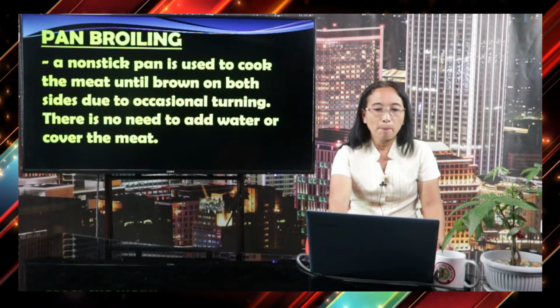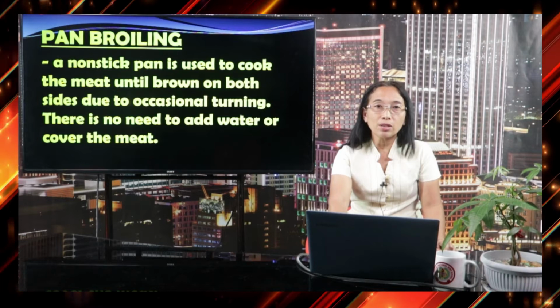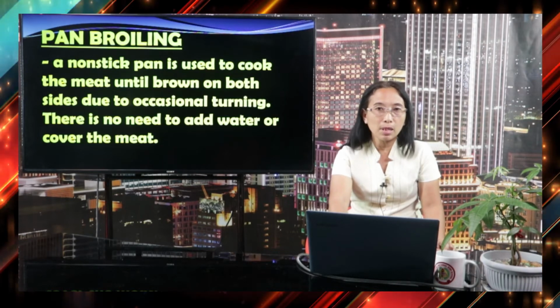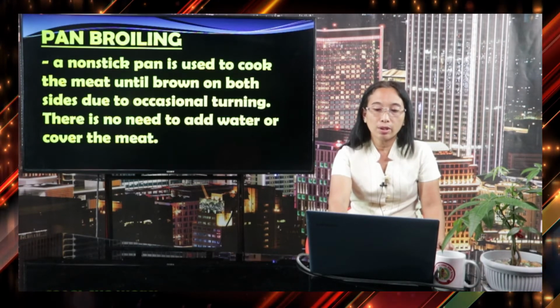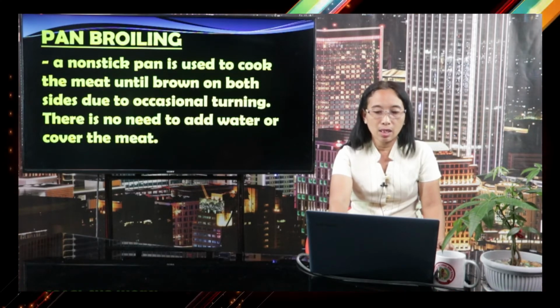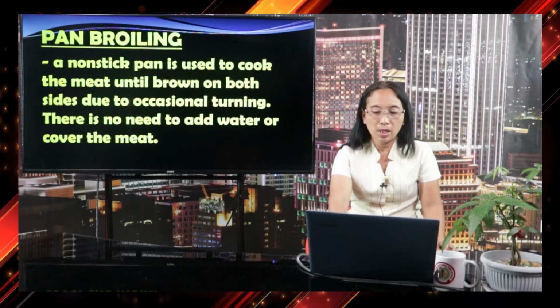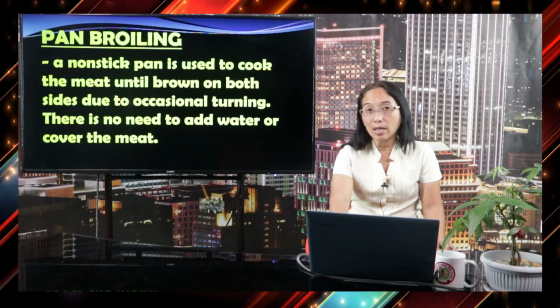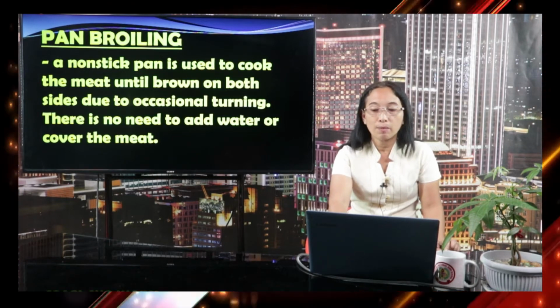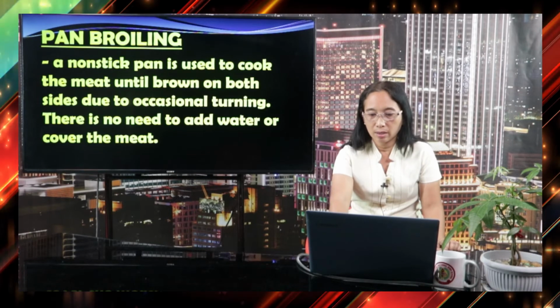Another is the pan broiling. For pan broiling, a non-stick pan is used to cook the meat until brown on both sides. Due to occasional turning, there is no need to add water or cover the meat. The pan broiling is similar to oven broiling. However, it is faster and more convenient.